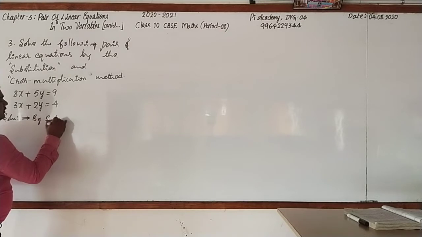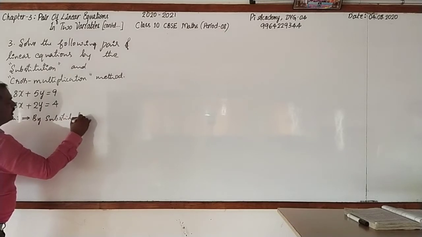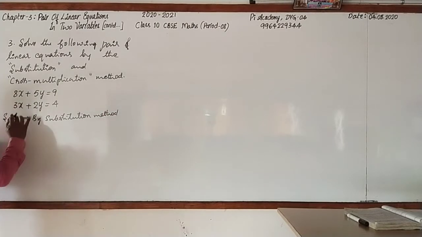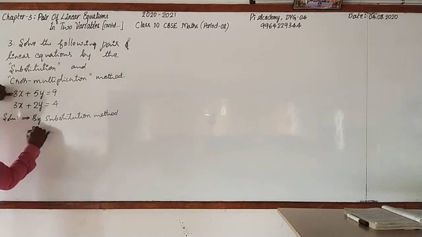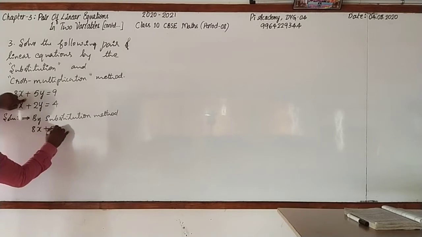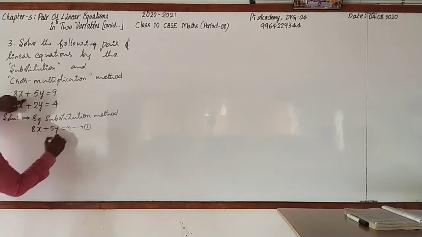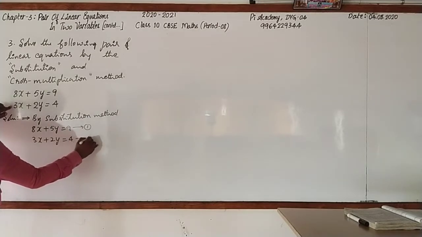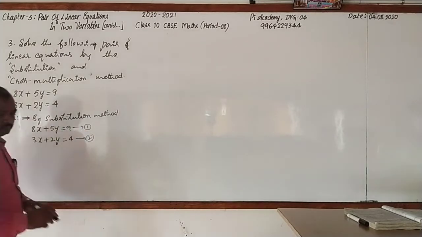First, by substitution method. First, you write the given equations as 1 and 2. 8x plus 5y equal to 9, call it as equation 1. 3x plus 2y equal to 4, call it as equation 2.